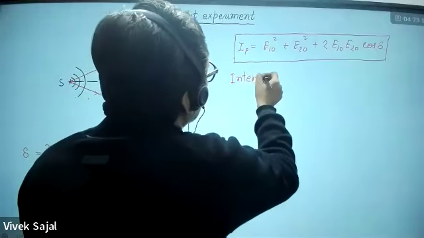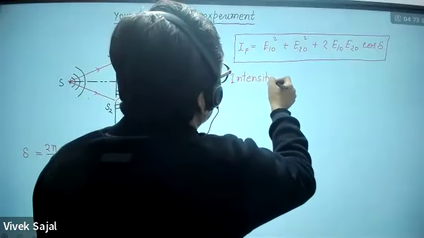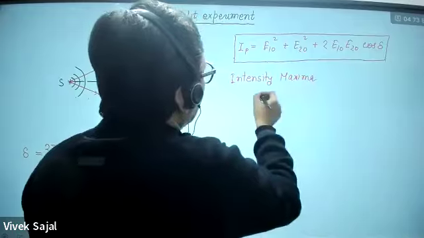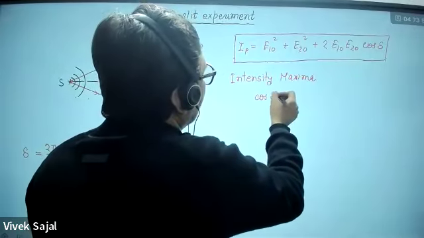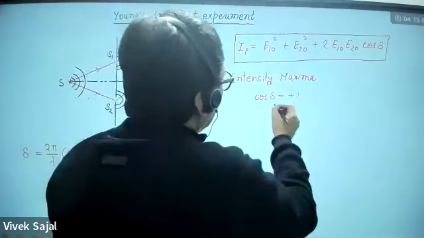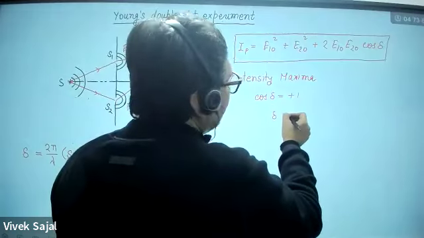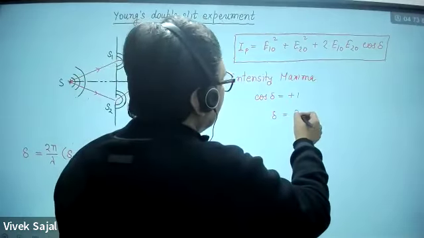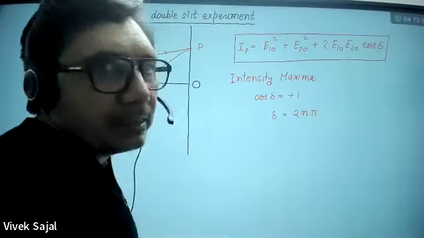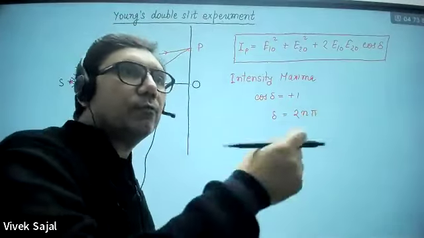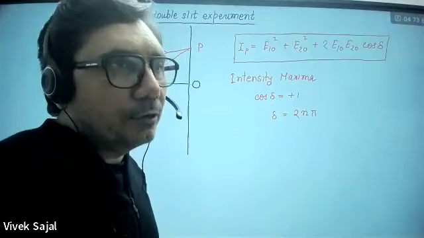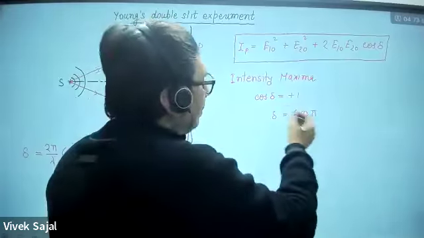You will get intensity maxima when cos delta is equal to plus 1. And corresponding to this, delta will be how much? This will be 2n pi. So cos 0 is plus 1, cos 2 pi is plus 1, cos 4 pi, 6 pi. Correspondingly, you are going to get plus 1 value for the cos. So delta will be 2n pi.